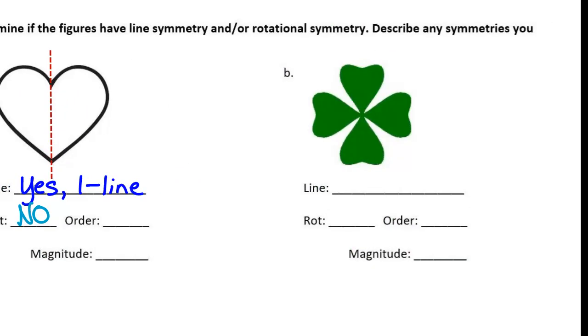What about the 4-leaf clover? Do we have any line symmetry there? 4. Tell me where to draw those 4 lines. Vertically. Diagonally. And horizontally. So we have 4 line symmetry.